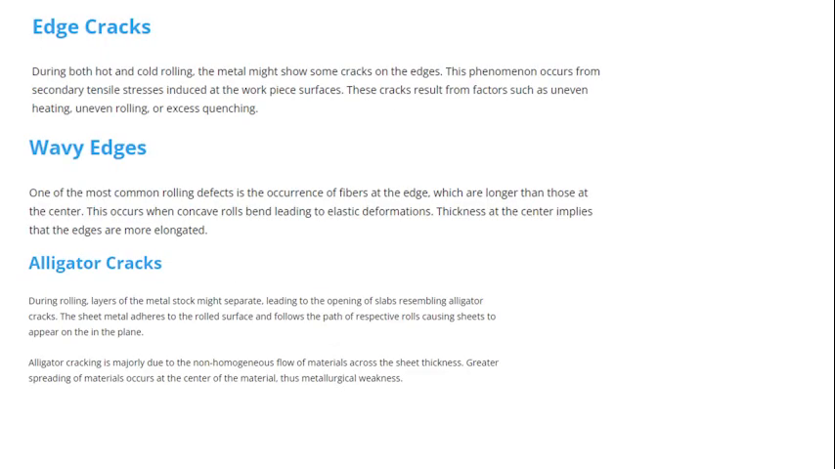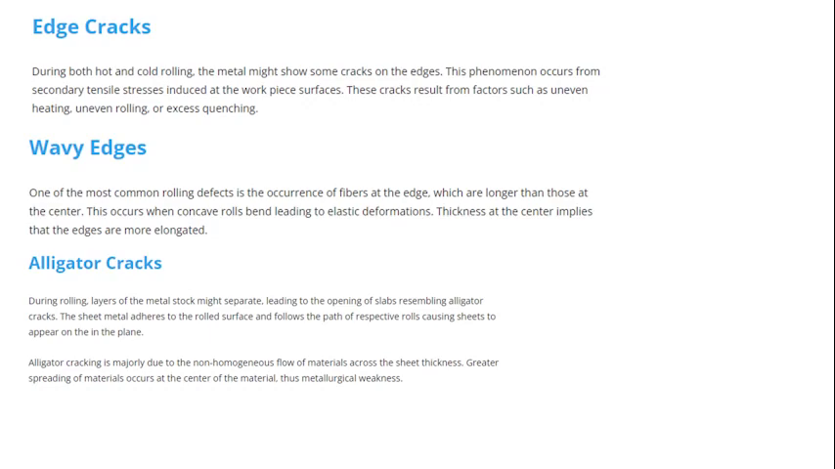So what is the reason behind these defects? That is in the ppt. Why are edge cracks formed during the rolling? Because of secondary tensile stress that can be induced in the workpiece. Suppose there is uneven heating or uneven rolling being done, or you're doing excessive squeezing, so some secondary stresses will be induced in your workpiece, and that will cause edge cracks.